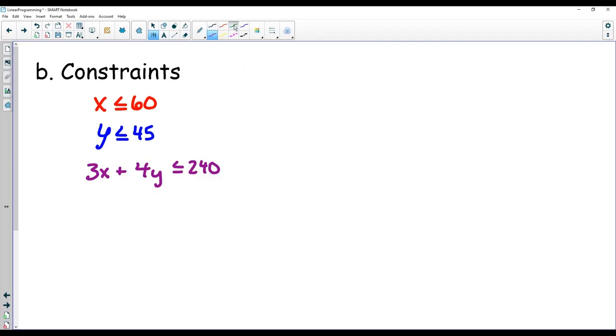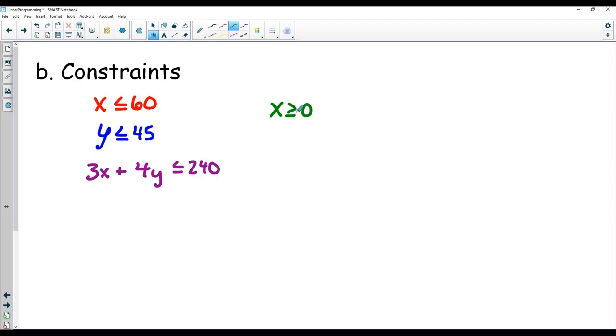The other two constraints that go unspoken or unwritten are these two that I'm about to do right now. These two are always in the background when you're working with real world word problems. We can never have a negative amount of product, skates, whatever we're talking about. So we will always end up having two equations that, again, are unspoken or unwritten, but are always present.